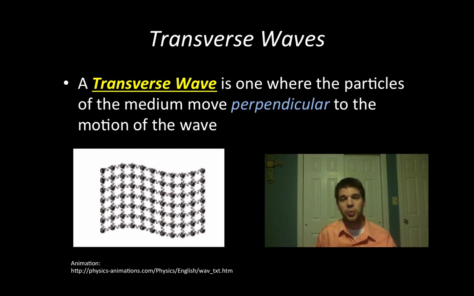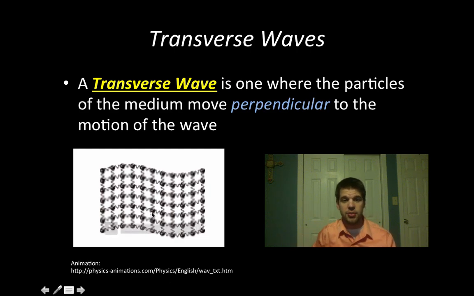So a transverse wave is one where the particles of the medium move perpendicular to the motion of the wave. Now remember that perpendicular means that I have two things that are at a 90-degree angle. That's what perpendicular is. So I should have matter moving one direction, and I should have the wave moving the other direction, 90 degrees out of phase.